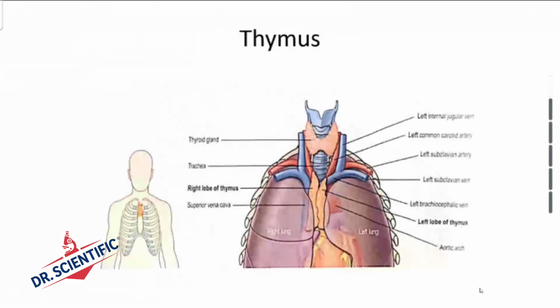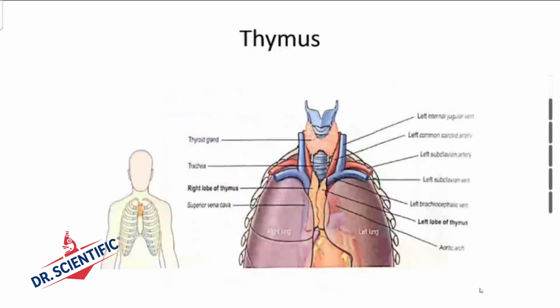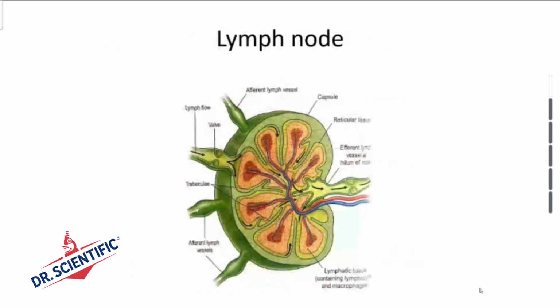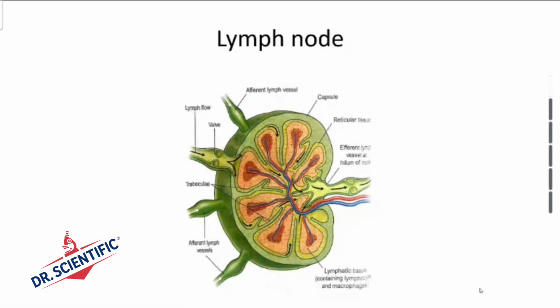And of course, bone marrow is one of the main lymphoid tissues. You know that the bone marrow is where most of the red blood cells, most of the blood cells, are produced. And so the red bone marrow is an important lymphoid tissue.